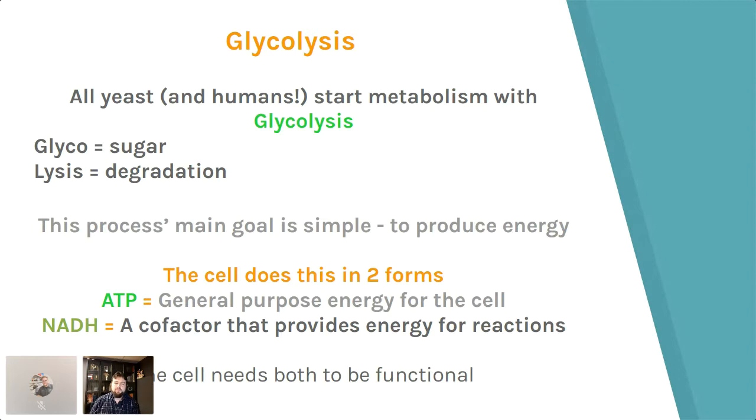Now, ATP, you've probably heard associated with the mitochondria being the powerhouse of the cell. And ATP is by far the general purpose energy for the entire cell. It is used everywhere to do all sorts of different things. But another important one when it comes to brewing is what we call NADH. And this is a cofactor that provides energy for reactions to occur within the cell.